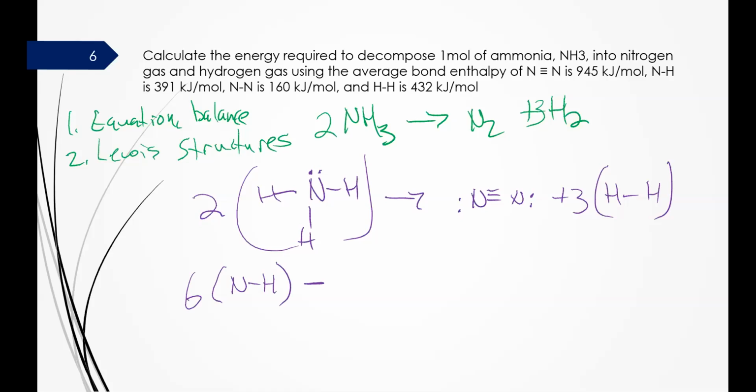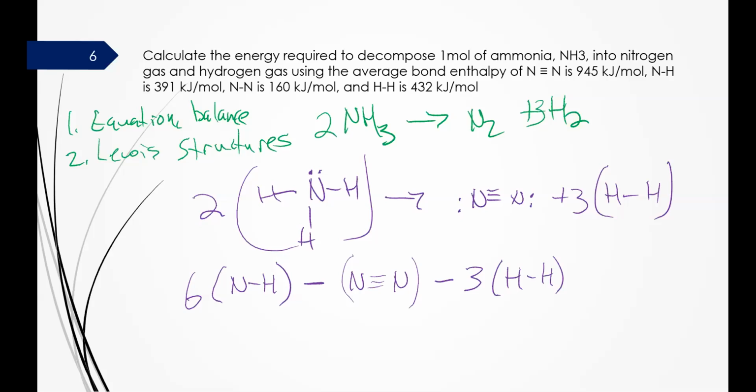And so who's going to give me an example of a bond that we're forming? N to N. And is that a triple bond or a single bond between the N to the N? Triple bond. Very good. And how many of those do we have? One. Very good. And who's got the last bond that we're going to form? H to H. And how many of them do we have? 3.